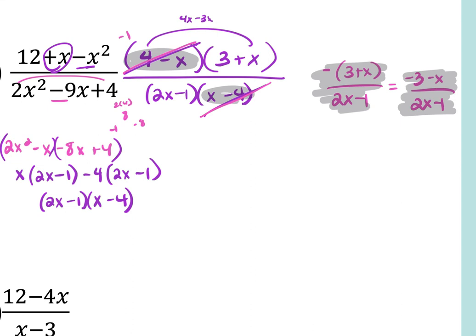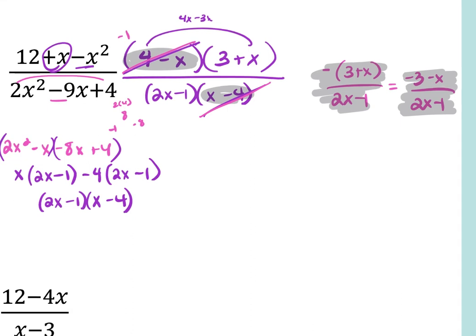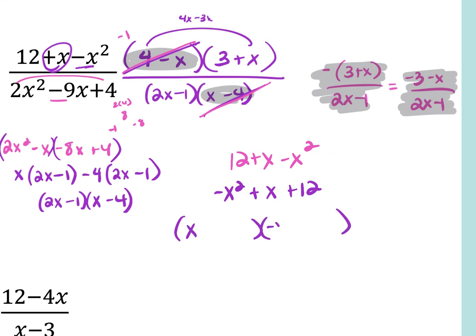So which way did you do it? How did you factor 12 plus x minus x squared? Did you do first and last? Did you rearrange it? What'd you do? I rearranged it. Okay, so negative x squared plus x plus 12. And then did you leave the first one negative? Yeah. Okay, so then you're looking for the factors of negative x squared, which would be x and negative x.